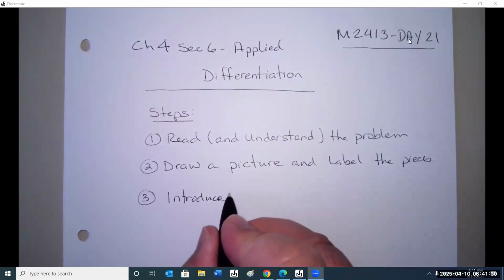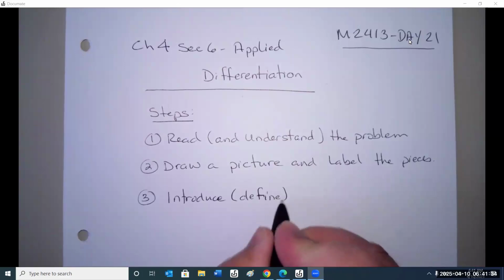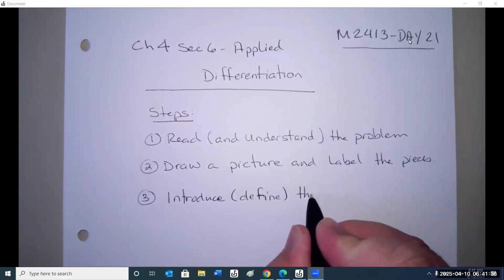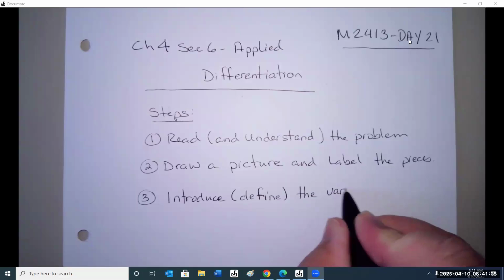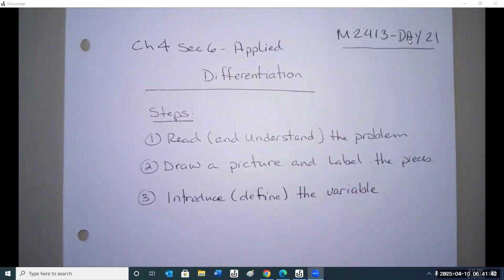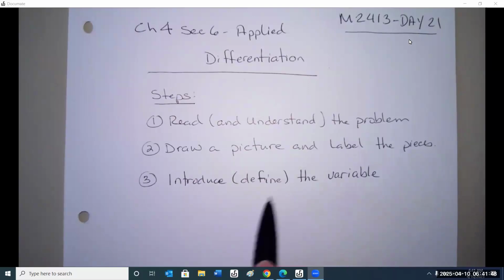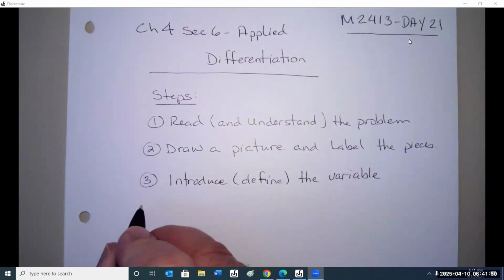Then introduce, actually, it's defining the variables. If you deal with time, t, with the distance, s, and anything else you just put as x, just whatever you define them, make sure you define the variables as they're stated.